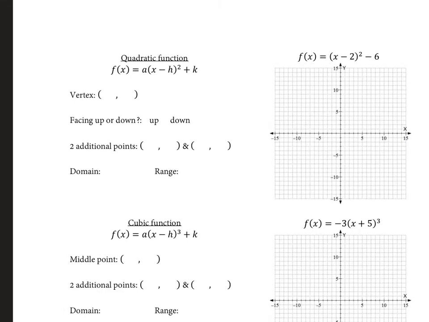Okay, next ones. Okay, actually, so h and k, let's get that. So h is a positive 2, k is a negative 6. So the vertex is h comma k, which is 2 comma negative 6. Okay, this is going to be facing up because there's no negative out front. Okay, 2 additional points just like the previous one. 2 additional points will be h minus 1 and h plus 1. Since h is 2, h minus 1 is 1 and 3 for h plus 1. And then we plug those in.